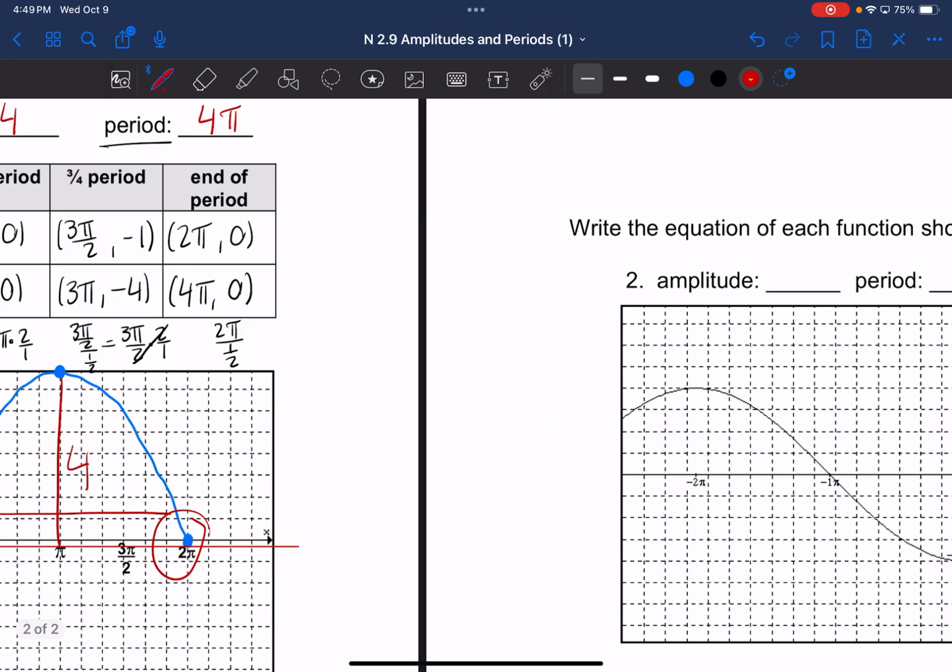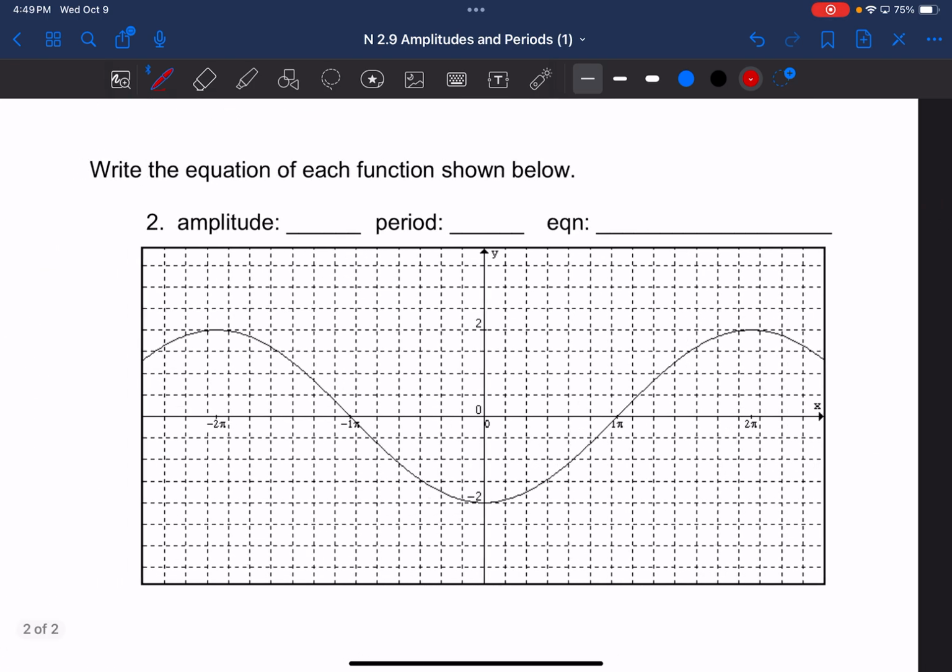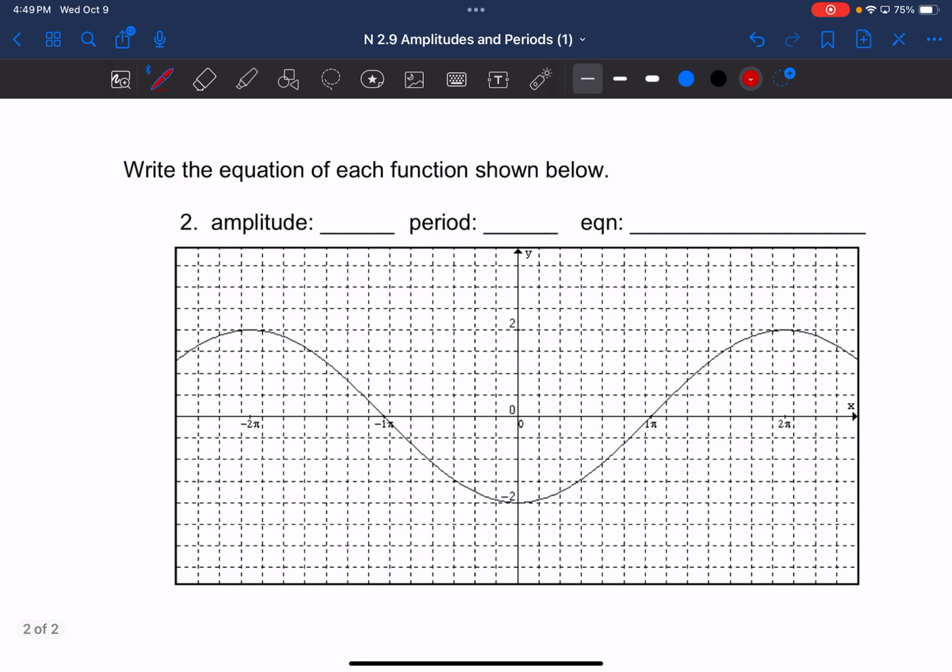So keeping that in mind, if I look at this next example, it gives us the picture and they ask us to write the equation. Well, remember the amplitude is how high I have traveled from the x-axis for my maximums and minimums. Here it looks like I went down 2, and over here it looks like I went up 2. So that must mean our amplitude is 2.